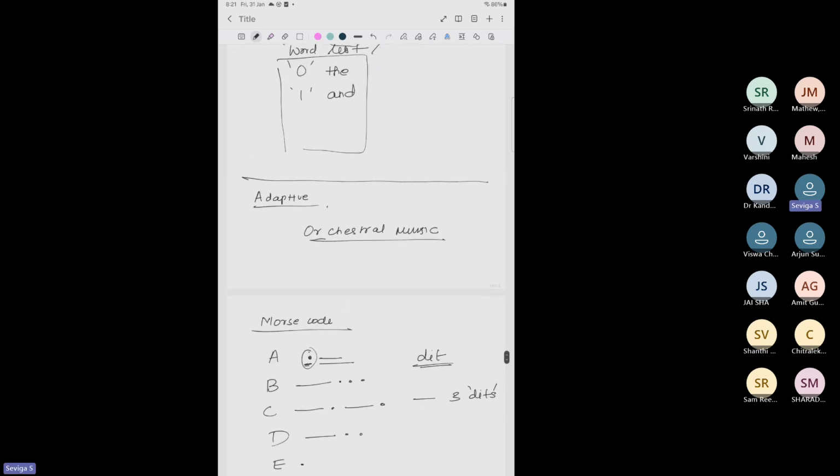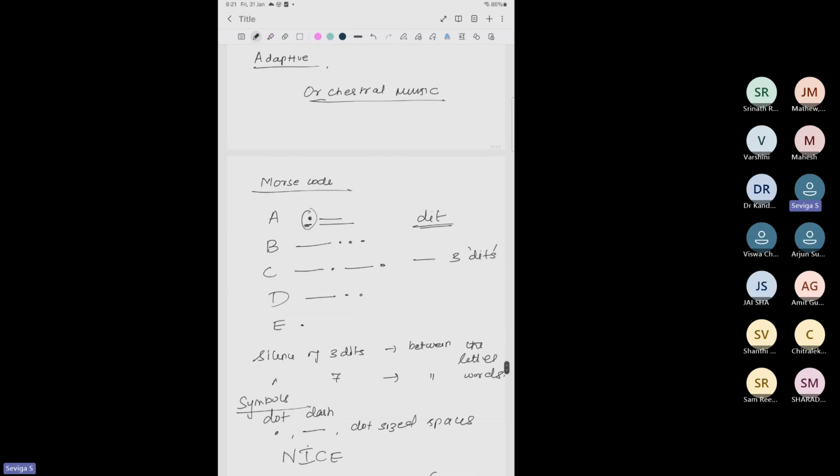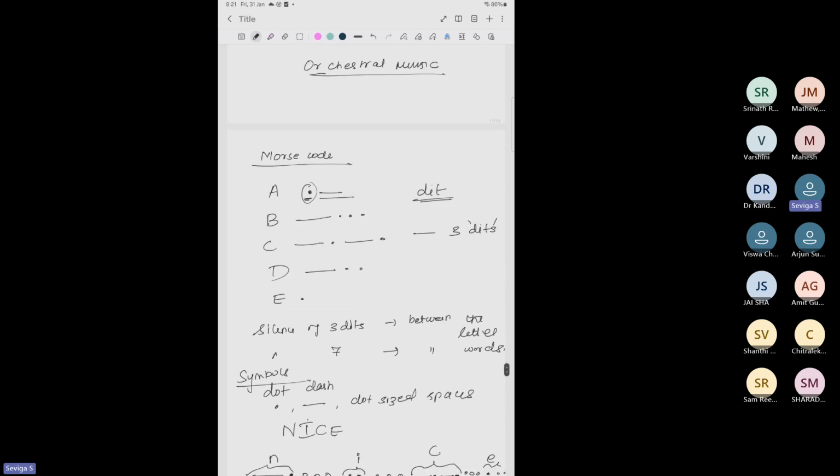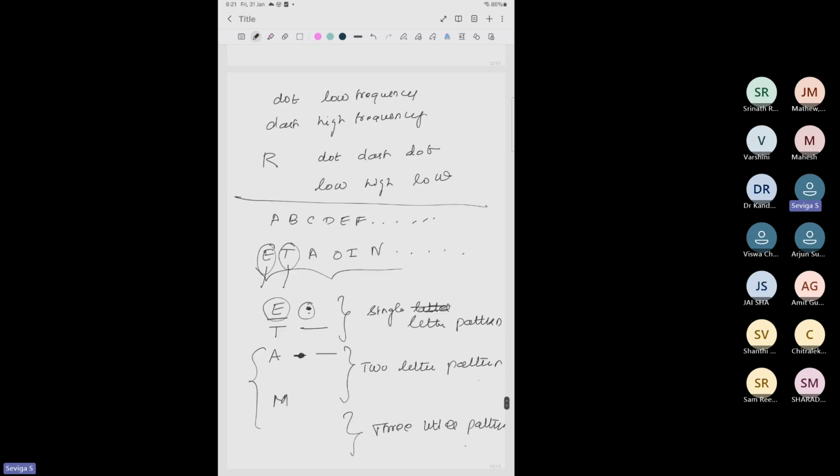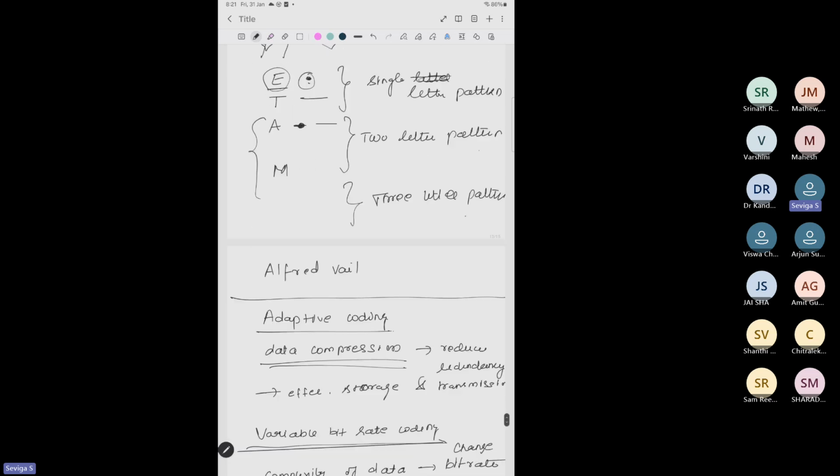So we started with adaptive coding. To understand what is coding, we saw the example of Morse code. Morse code assigns patterns to the alphabet based on the frequency table of letters. The most frequently used symbols have shorter codes, and the less frequently used symbols have longer codes.